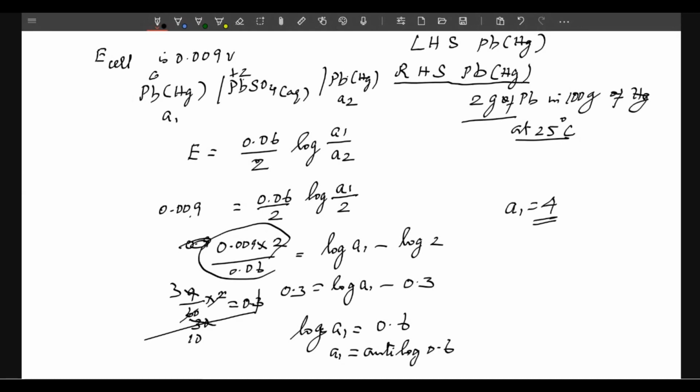What do you mean by A1 is equal to 4? That is 4 gram of lead dissolved in 100 gram of mercury. Okay.